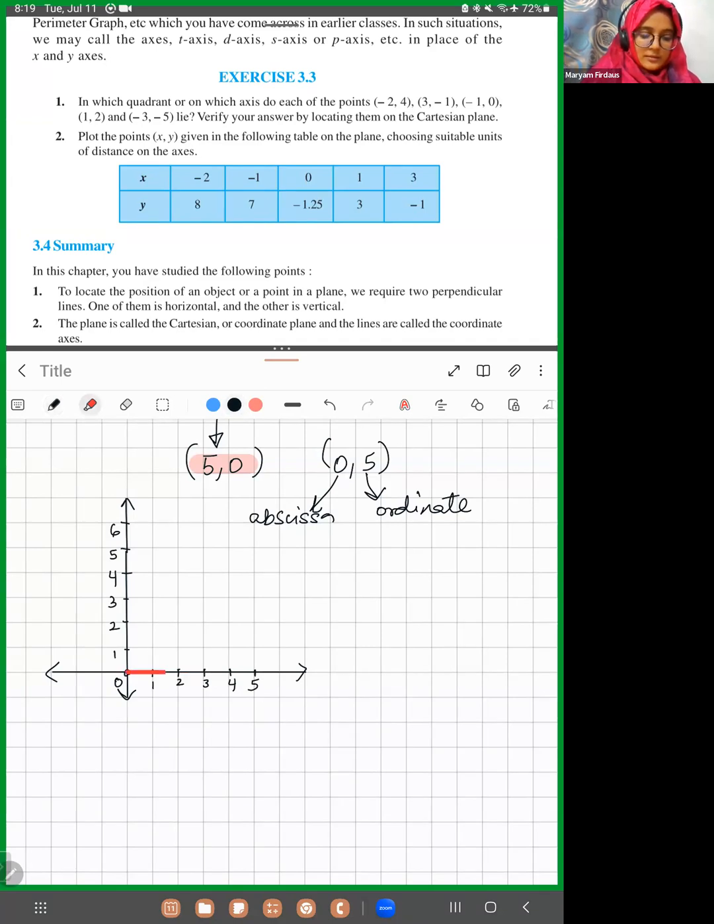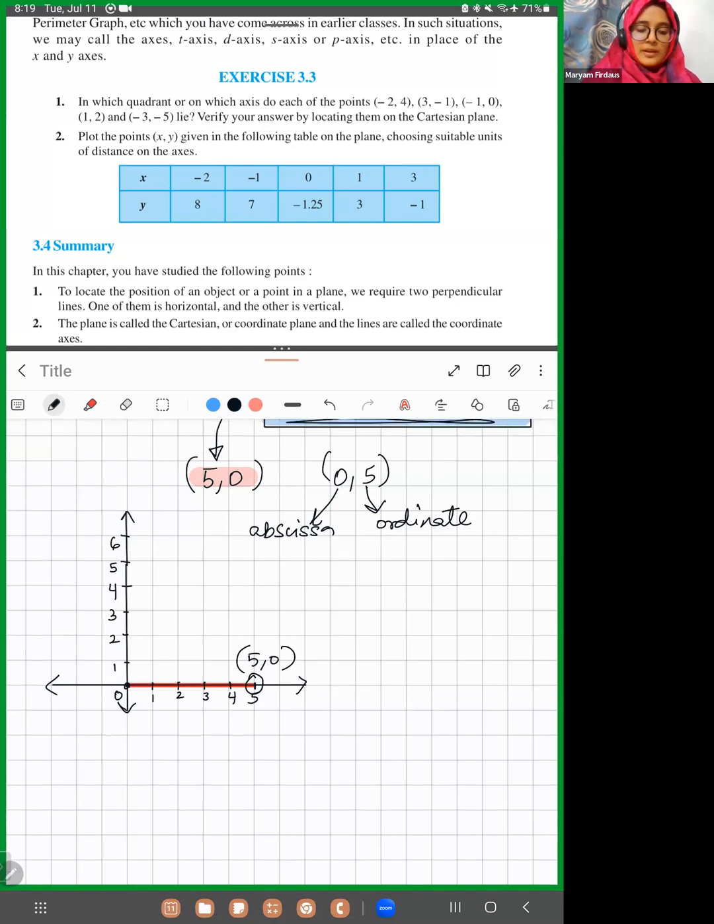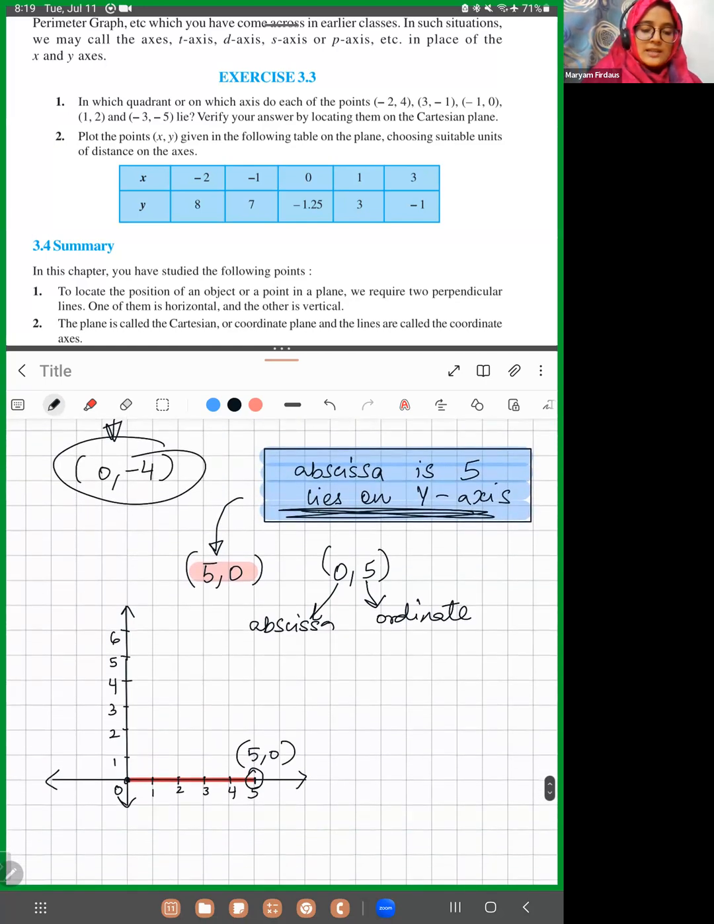Then, should I stop there? Should I go somewhere else? You should stop there. Is this my point then? Yes. Fine. This is called 5, 0. You have plotted it very well. But the problem is our question says it lies on which axis? It lies on the y-axis.